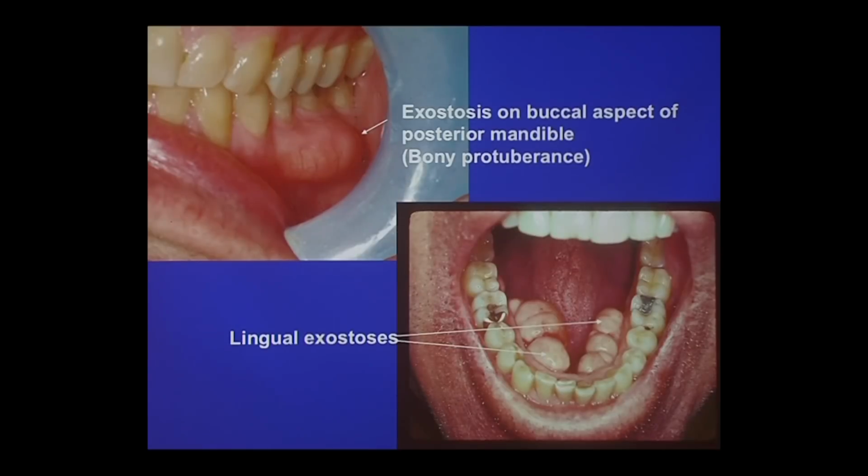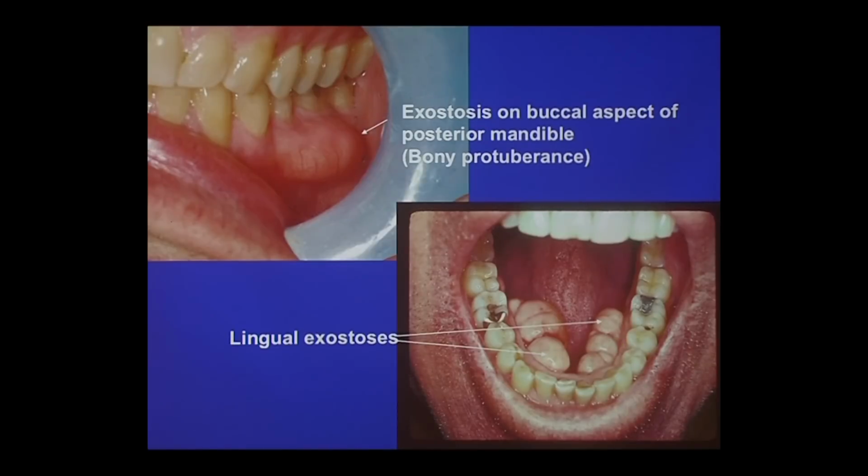Now, here are some very large ones. You can see these lingual exostoses. The only time these would be a problem is if all of a sudden this patient lost some teeth and needed a denture or a partial denture. Then you can imagine to try to build a partial denture, kind of getting around these exostoses would be an issue. Also, sometimes they get traumatized.